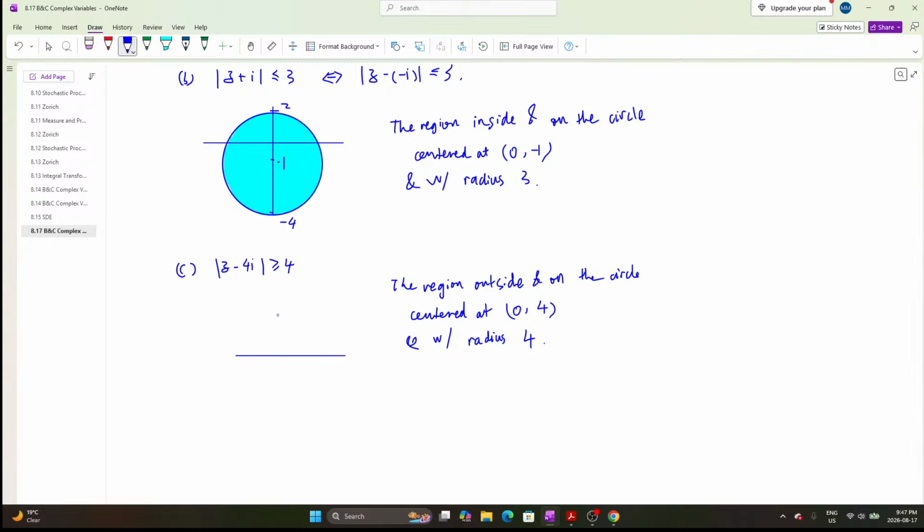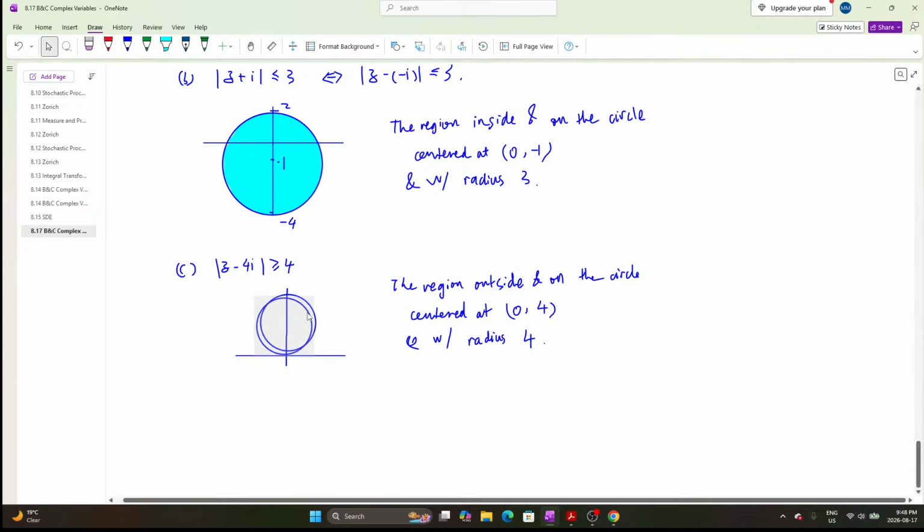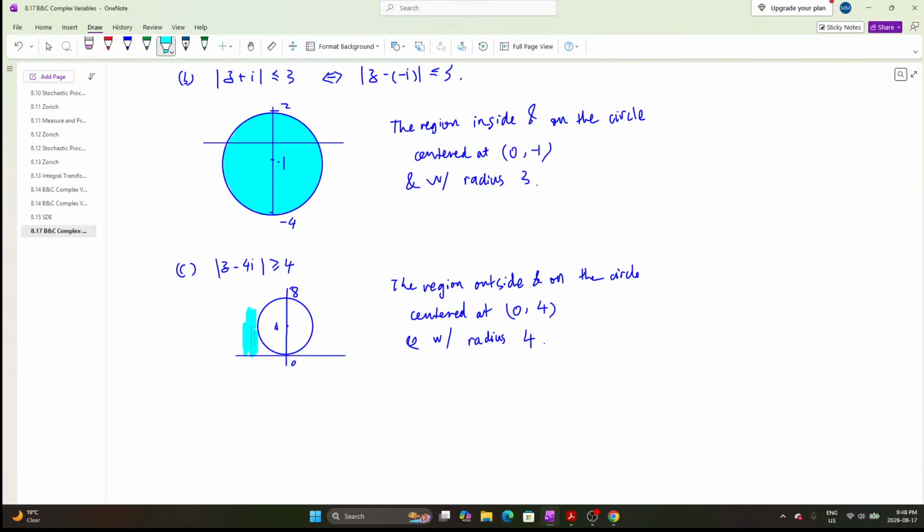Let's draw the diagram. Because the center is (0, 4) and with radius 4, it should be tangent to the x-axis or the real axis. So it's like this. So that's the circle, and we're talking about the region, sorry, not inside, on the circle and outside the circle. Because once again, inequality can attain equality in the description. So this is 4i, and the radius is also 4. The highest point should be 8. Okay, so it includes the circle and outside the circle. So let's just highlight that.